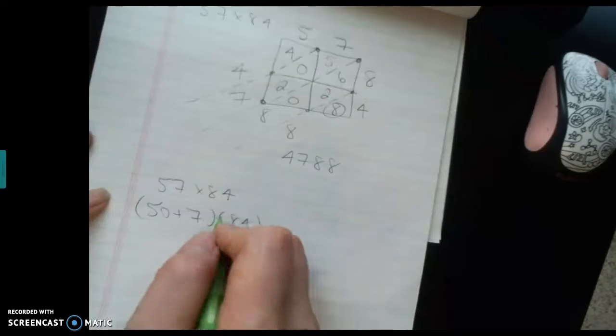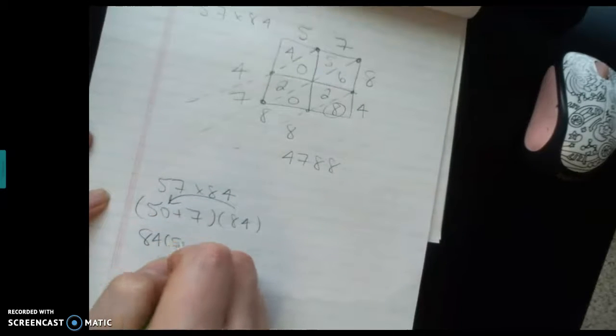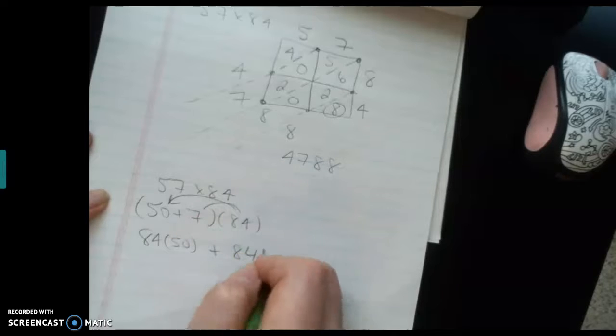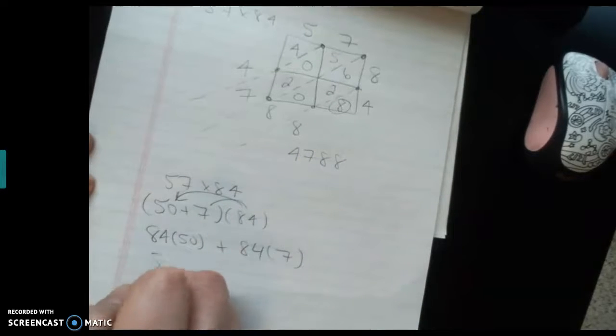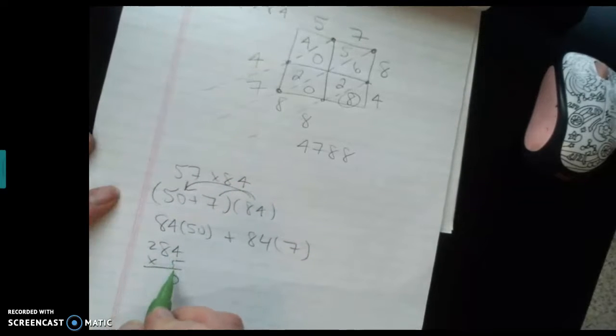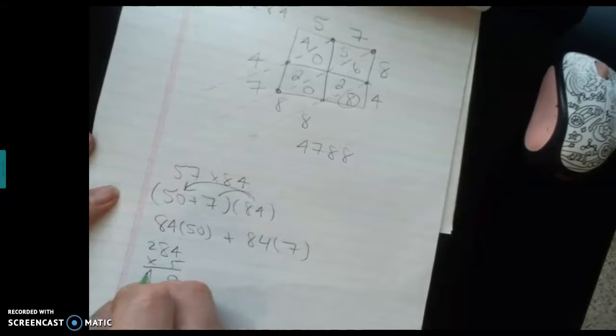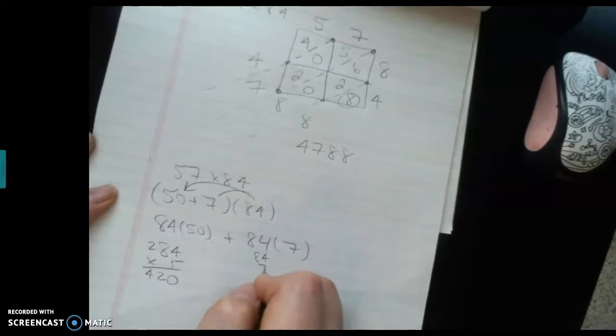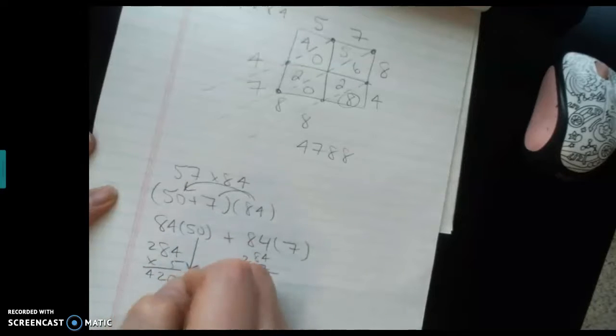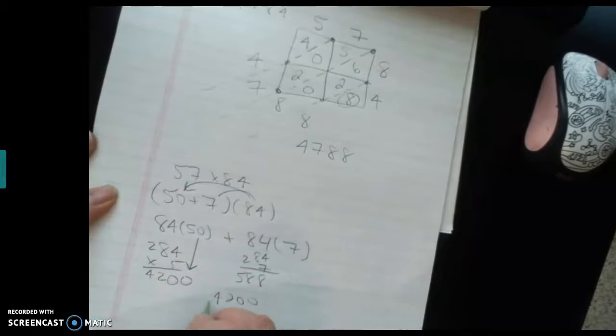And then what you could do is just do 84 times 50 plus 84 times 7 if that's easier. So here I take 84 times 5, and we'll talk about some mental math strategies later. So 84 times 5 would be, what is that, 420. 84 times 7, what is that, 588. And then I need to tack on an extra 0 here because this is really a 50. So then 420 plus 588 is 4,788.